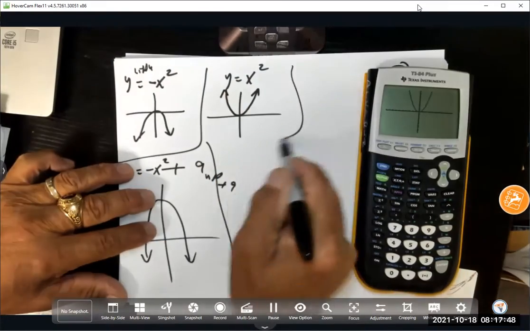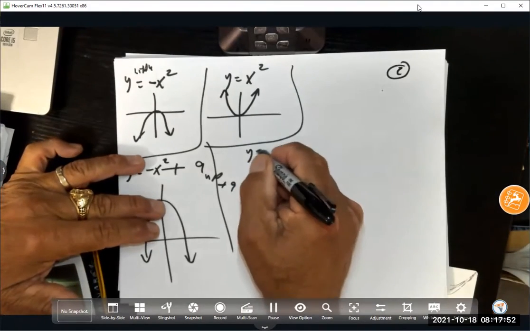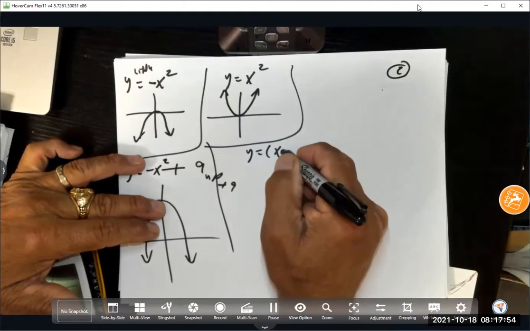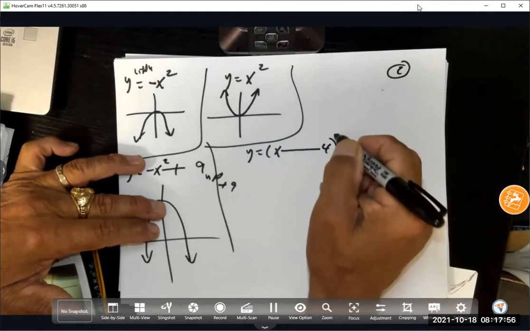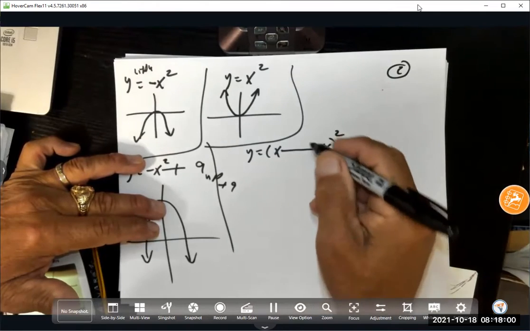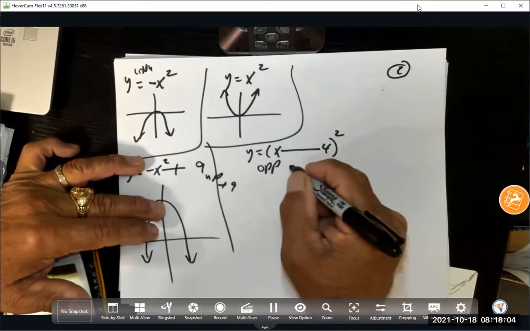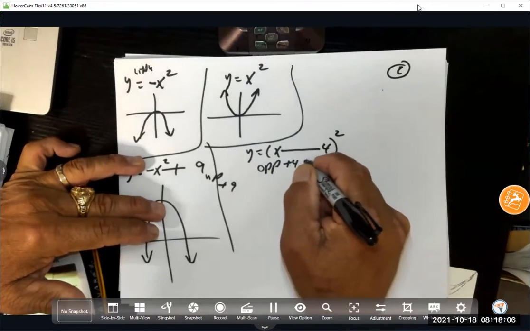Okay. Now, what happens when you put it inside the number? Whenever you do it like this, you go x minus 4, the whole thing is squared. Inside the big parentheses, you put the number inside there. And I'm going to tell you what it's going to do. It's going to do the opposite of what you think it's in here. It's going to go positive 4 to the right.